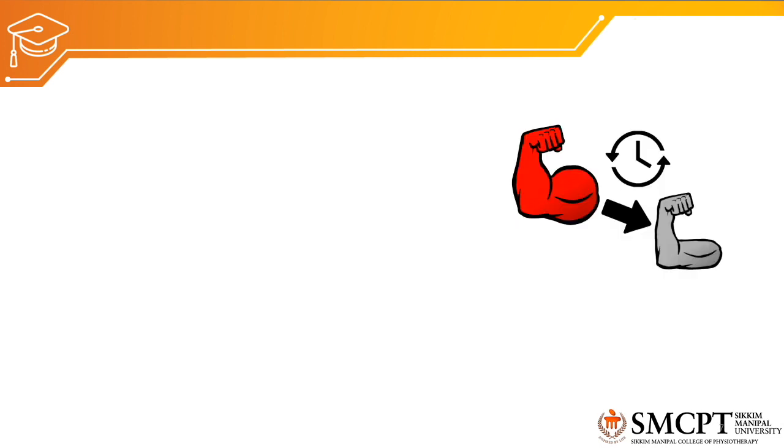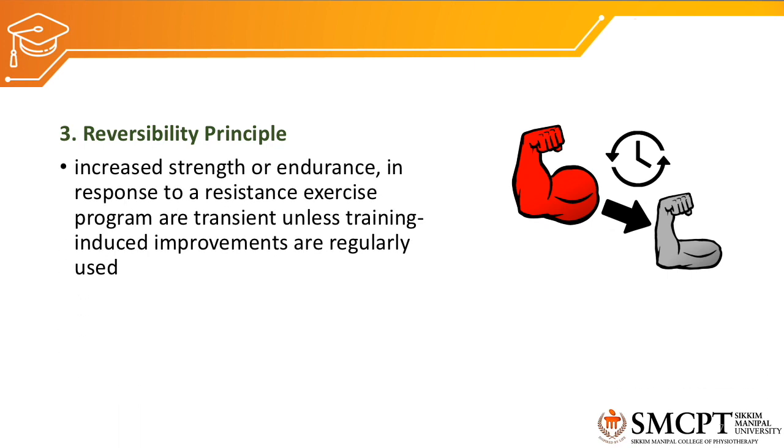The third principle is called the reversibility principle. So, what does this reversibility principle mean? The reversibility principle means the increased strength or endurance in response to a resistance exercise program is transient unless training-induced improvements are regularly used. So it is basically like use it or lose it.